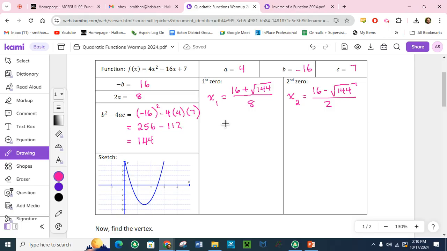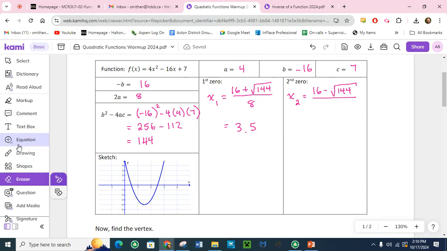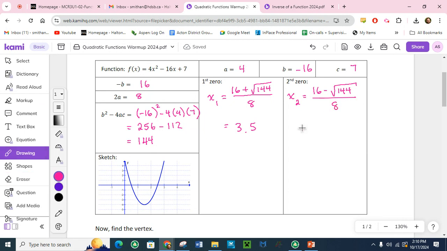So what do you guys get? You get 28 divided by 8, which is 2.5. I knew that. And then, you got 3.5? Oh, I guess my graph is wrong. I guess at 3.5, I trust you guys. And then 16 minus 12 over 2 over 8. What am I doing? It should be 8. Should be 0.5, right? All right, good thing you guys are on the ball today.